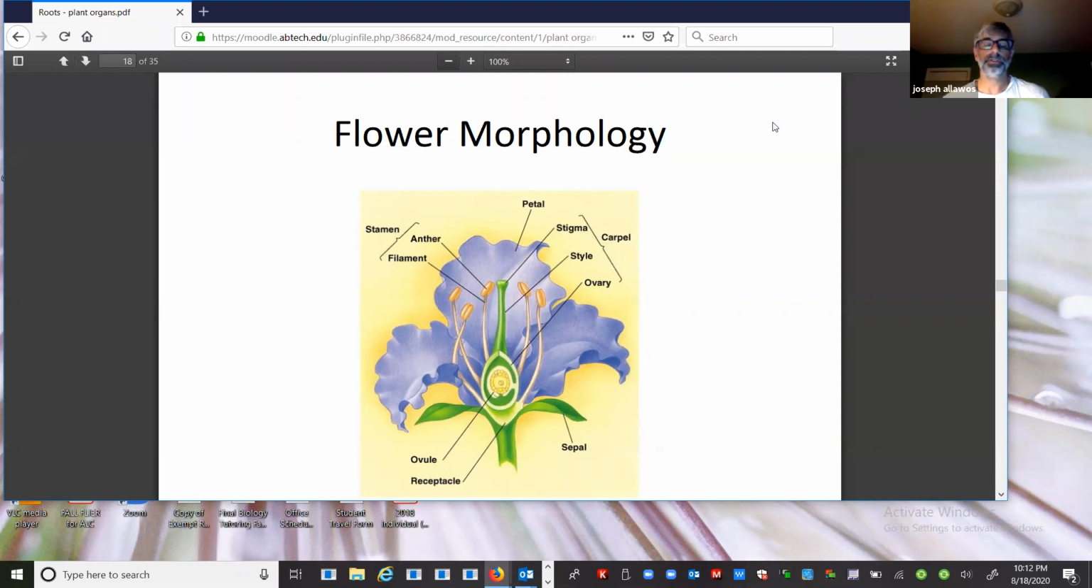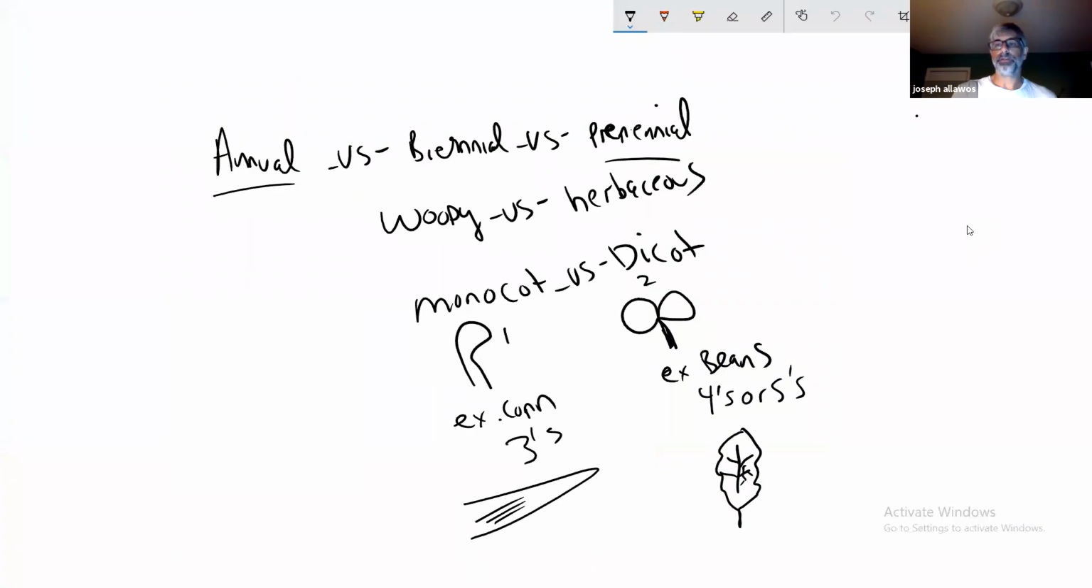And what we're going to do, we can look at this slide for a second, but we're actually going to draw our own flower. The flower is the sexual reproductive organ of a plant. And so what we want to do is draw what we like to call a composite flower. A composite flower is sort of like a pretend imaginary flower that has all the flower parts.